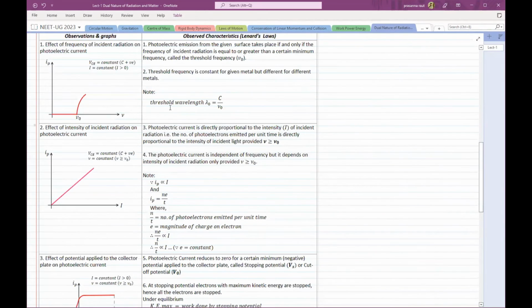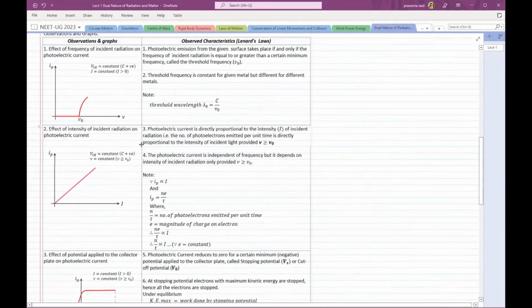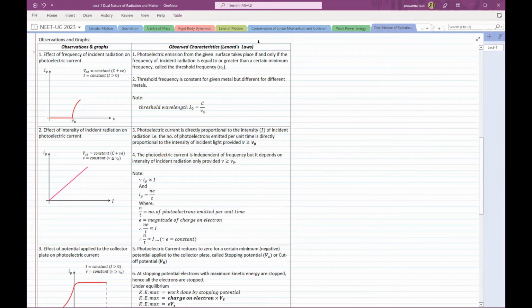Do one thing, read these properly, 2, 3, 4, whatever they are. Just go through it and then we can move to the next part. So read it, spend 1-2 minutes, and then let me know.